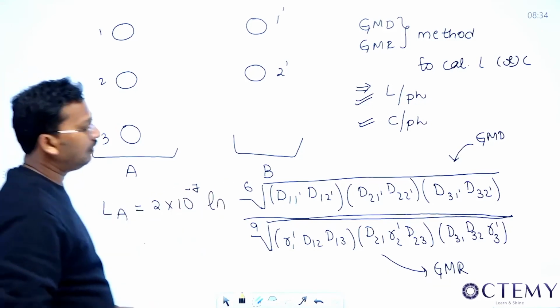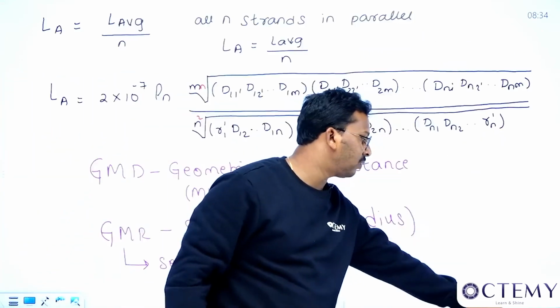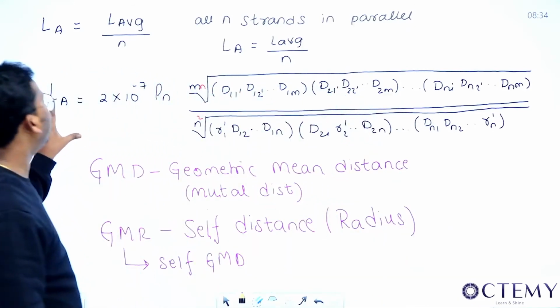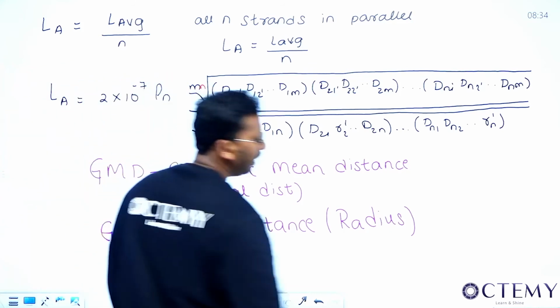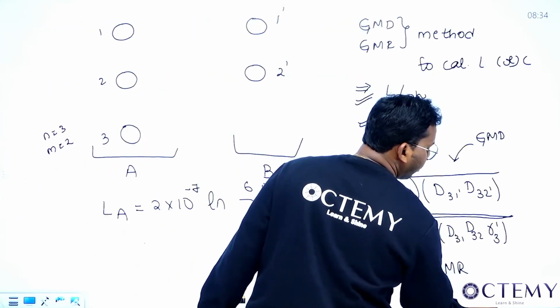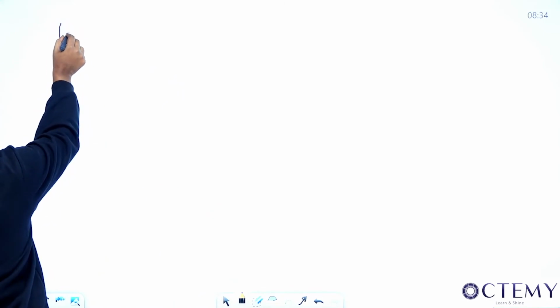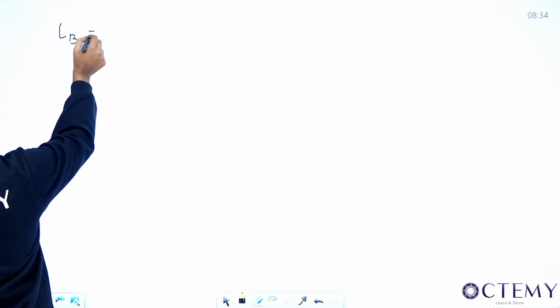Now this is for this particular question. But my main question is here. I have written my LA. If I want to write LB, how will I write it? That will also be good practice for you. For the composite conductor, if I want to write LB, that should be equal to how much?